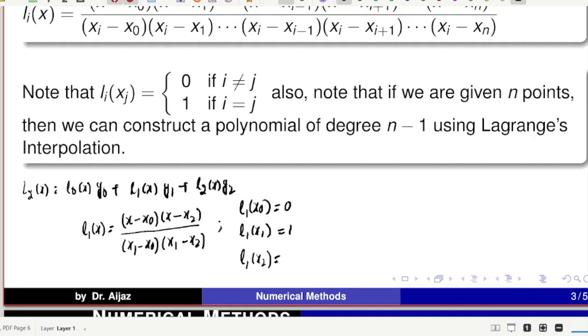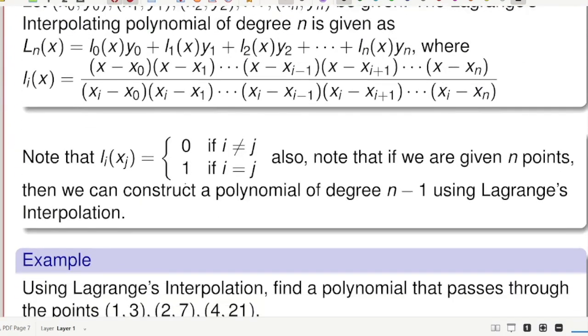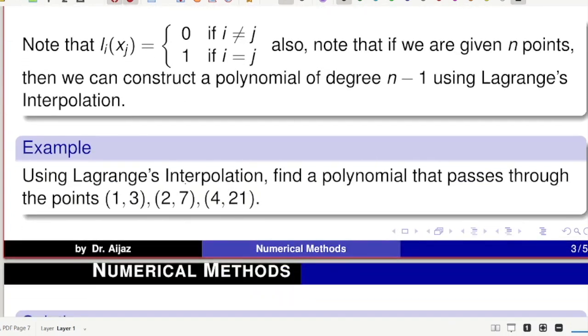And sorry, this is L1 of x2. So we will here get x2 minus x2, which is equal to 0. So that means L1 of x0 and L1 of x2 are both 0, and when this index and this index are the same, then the value is 1. So that is what we define here. Li of xj is 1 when i is equal to j, otherwise this is equal to 0. So this was the Lagrange's interpolating formula for degree 1, degree 2 and degree n. Similarly we can define the degree 3 and degree 4 and so on.